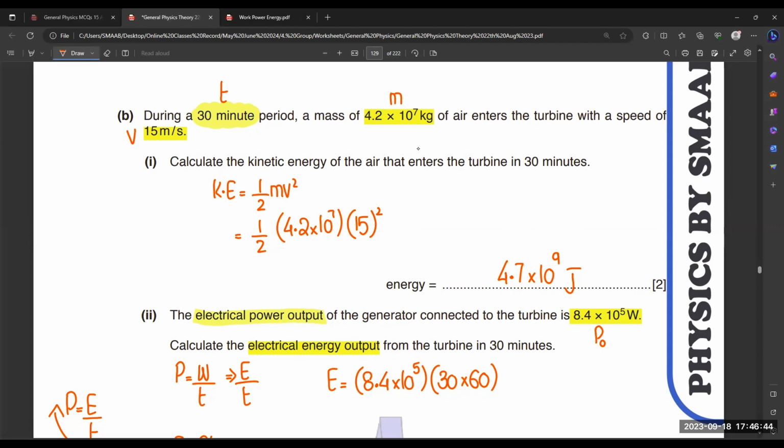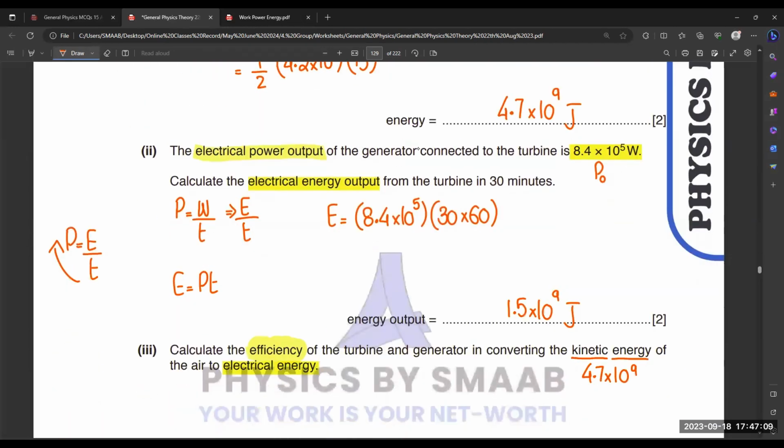Because in question part B, 4.2 exponent 7 kg of air enters. So basically this part is input. So in part B, they are talking about the input energy, and we calculated the input energy as 4.7. Okay. And in the second part, we talk about the output energy. So this is energy output, and this kinetic energy is basically input energy. Okay. Got the concept?